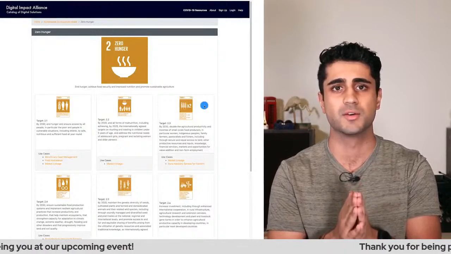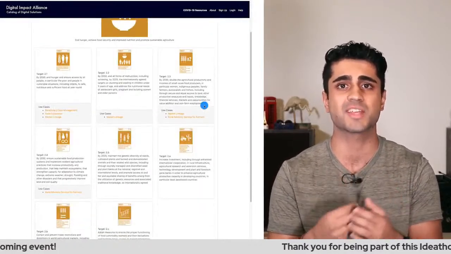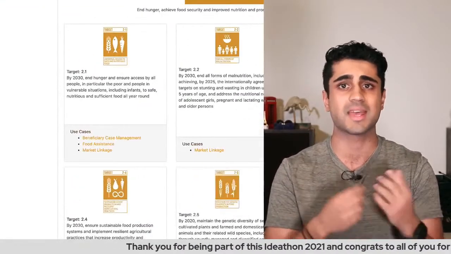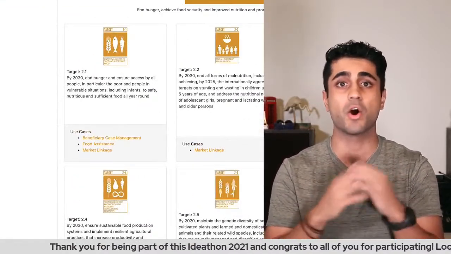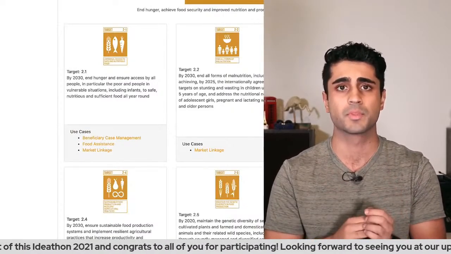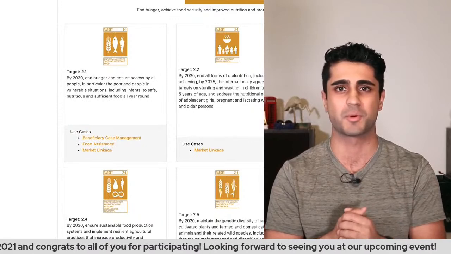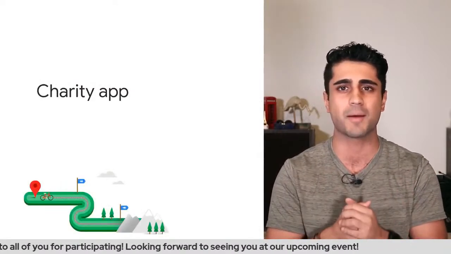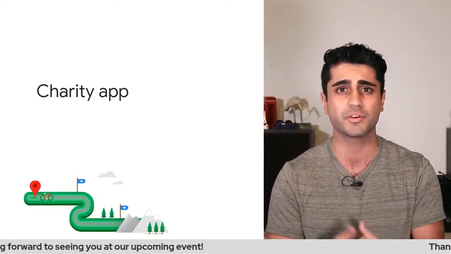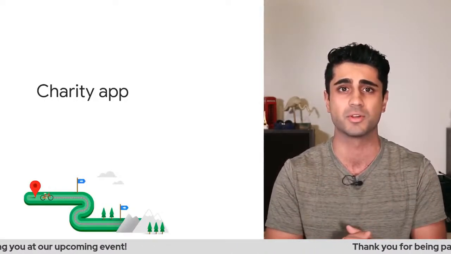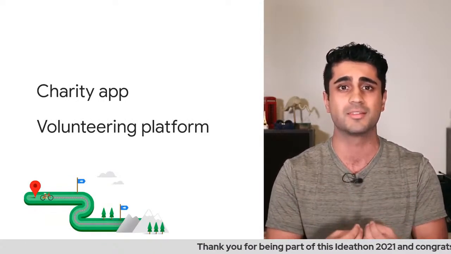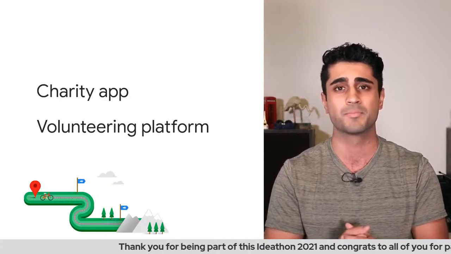This goal has 8 targets, which help you focus on solving a certain aspect of the goal. For example, Target 1, which summarizes as end hunger by ensuring access by all people to good, healthy food all year round. Okay, so immediately ideas start to spark. Maybe you can build a charity app that either accepts donation-safe healthy food or accepts monetary donations dedicated to providing food. Or maybe you can build a volunteering platform that brings people together to help the community at risk.